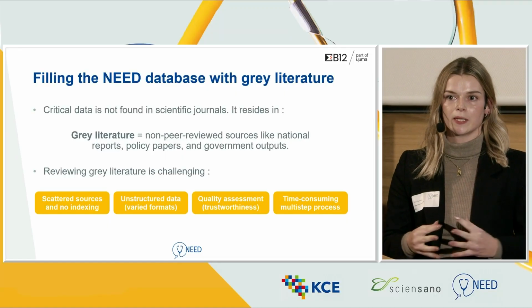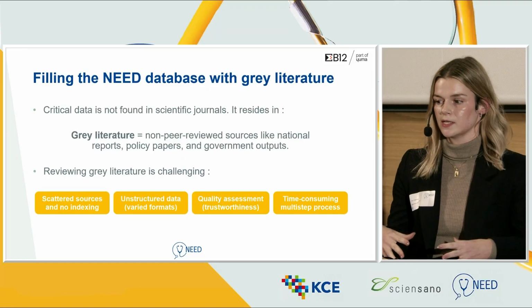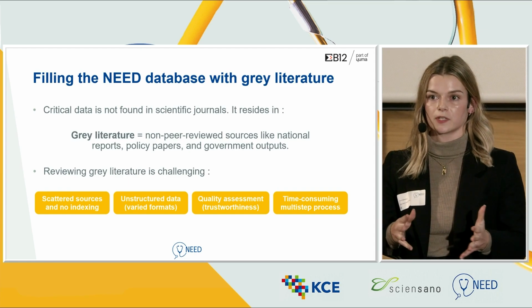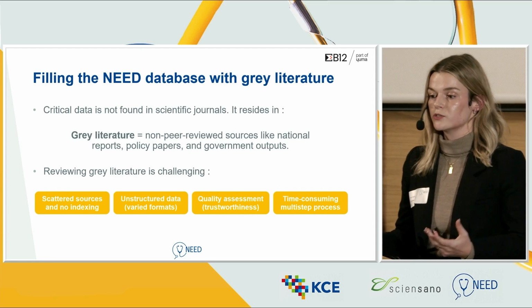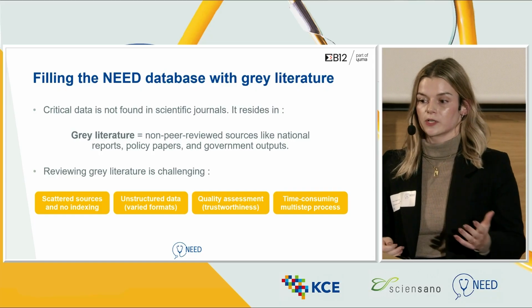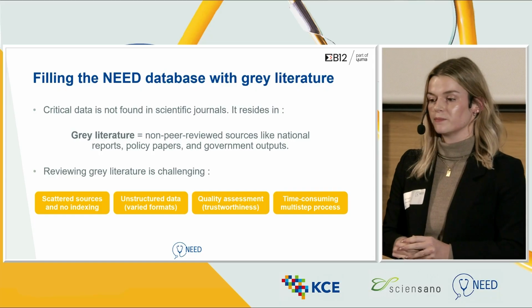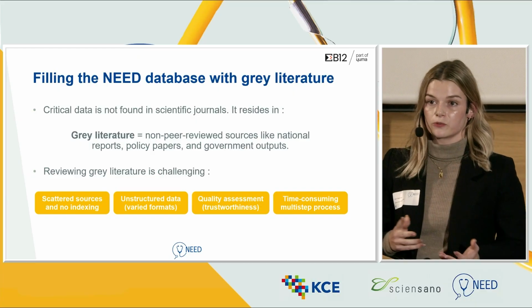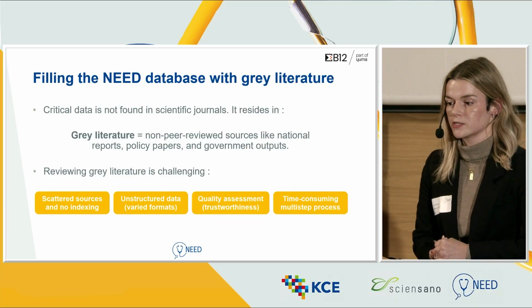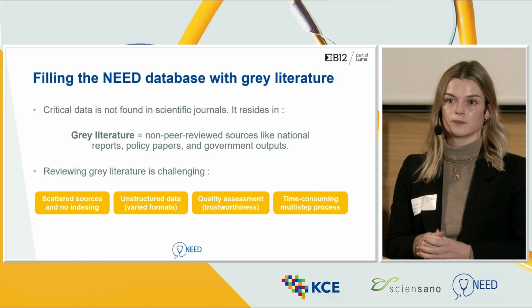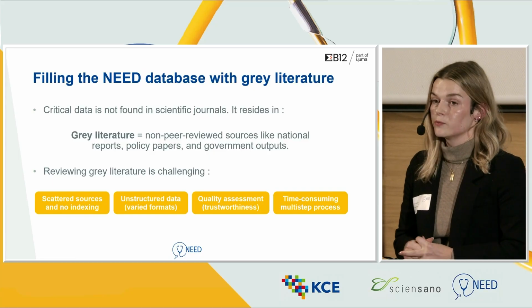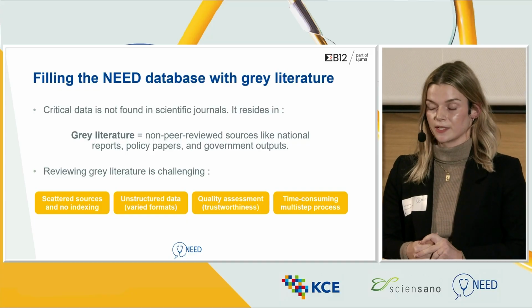So you've seen the example of these two national data sources, but of course, as you know, there is way more data that's out there. And maybe some of the data we need for our NEED database is not found in scientific papers, but it could also reside in grey literature. So for example, in national reports or policy papers. And reviewing grey literature is actually quite challenging because it's also scattered, it comes in various formats, and we also have to assess the quality.